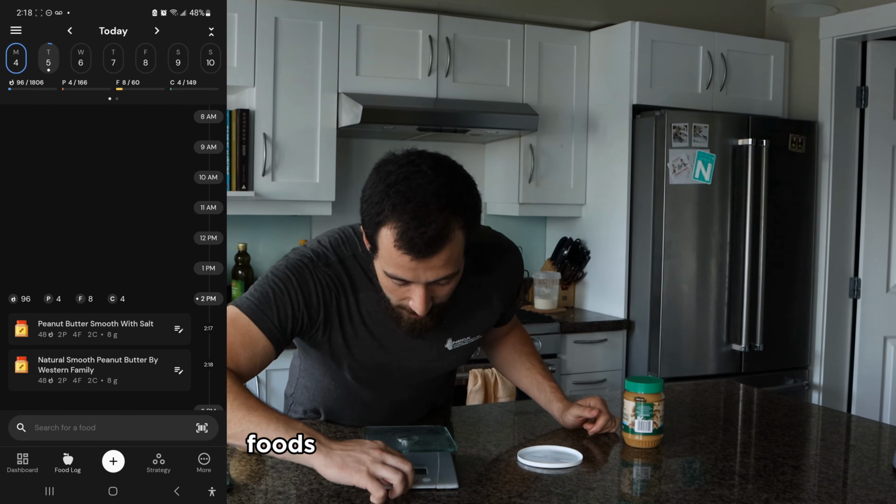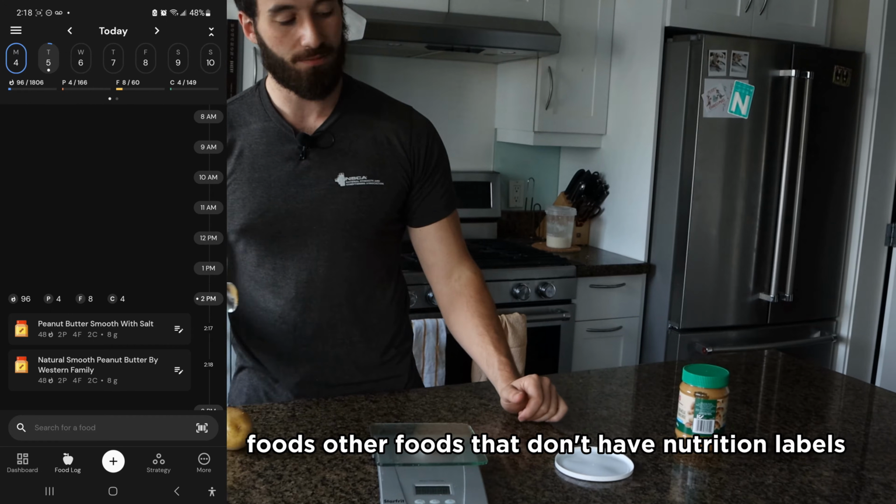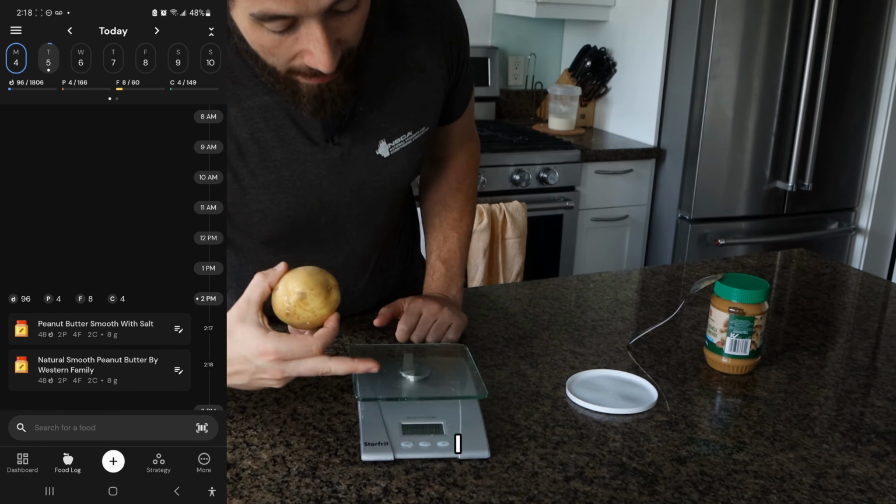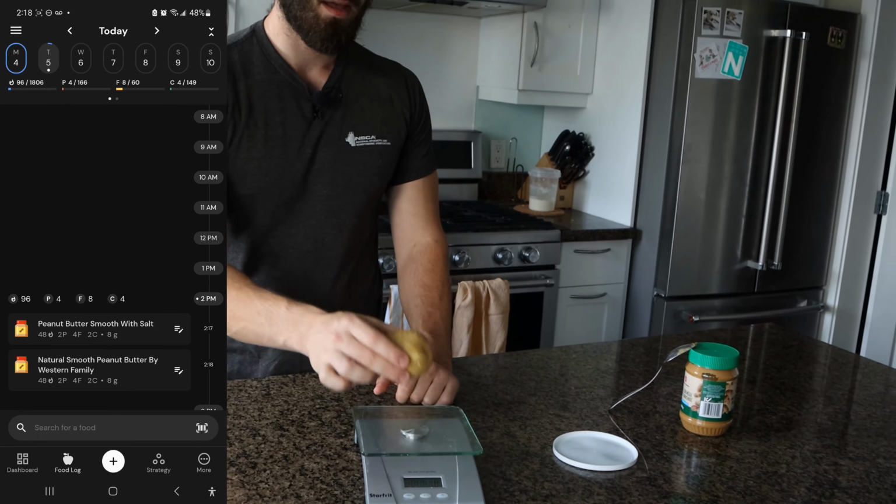Okay, next up, other foods that don't have nutrition labels, more of the same stuff really. I have this potato here. I 0 the scale, so it says 0. I put that on there.